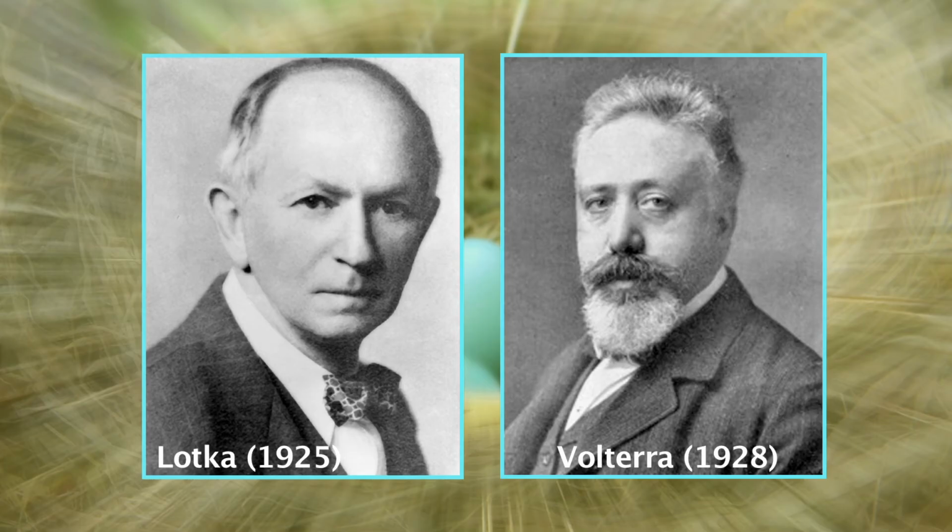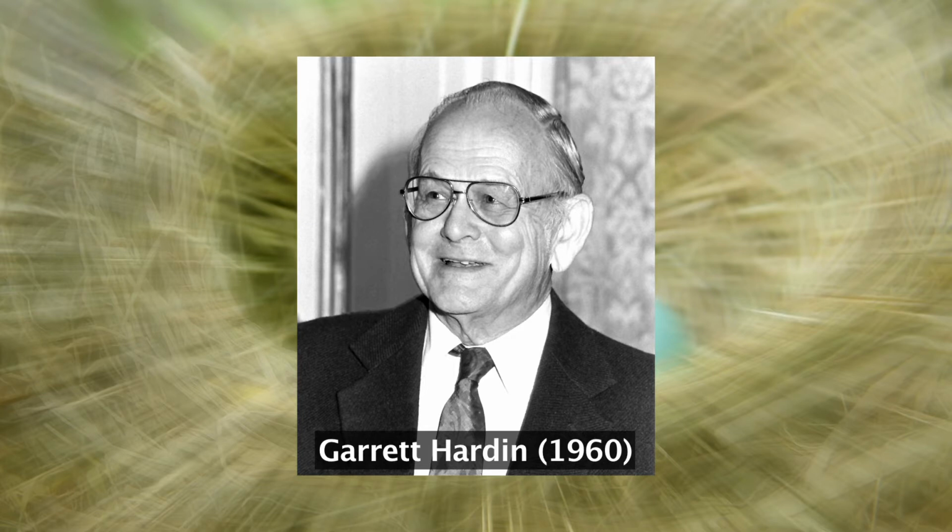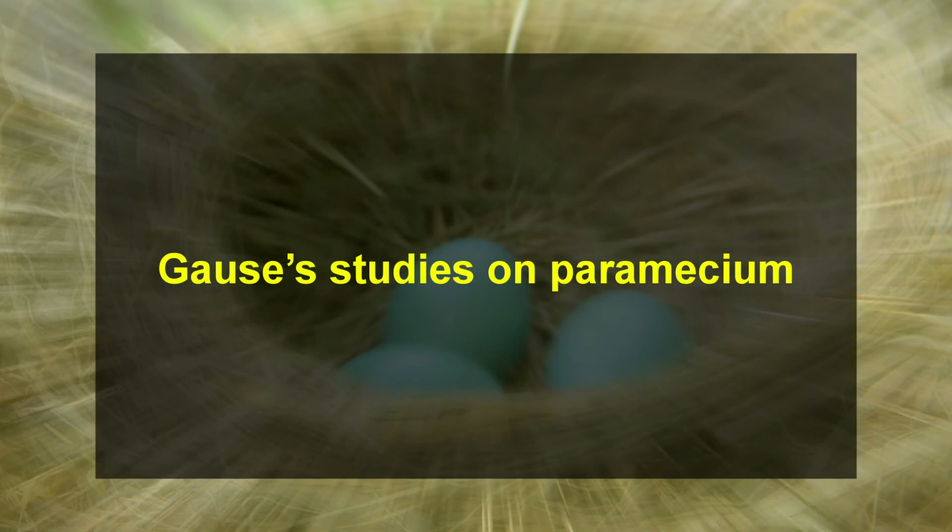Independent of each other, Lotka in 1925 and Volterra in 1928 developed mathematical formulations relating to competing populations that indicated that only one species will survive. Because of his empirical studies on competing populations that showed this effect, this principle is referred to as Gause's principle. It is also known as the competitive exclusion principle, so named by Garrett Hardin in 1960. Gause's studies on Paramecium.